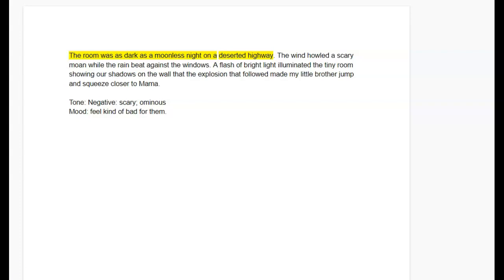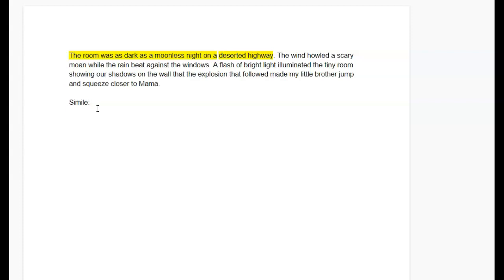So let's look at this first sentence I have highlighted. It says, the room was as dark as a moonless night on a deserted highway. So this is a simile. I always misspell simile. There we go. This is a simile, okay? And that's great that you can identify it. But now, like I said, we need to know what this simile means.